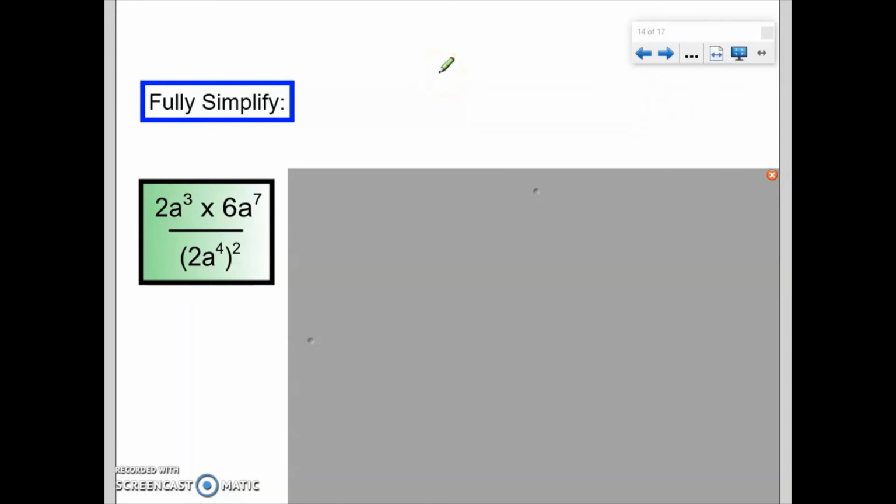Again, if you want to have a go at this question before my answer, just pause the video now. Otherwise, I will talk through this example. I'm going to look at the numerator. 2 times 6 is 12, and 3 add 7 is 10. So I'm going to be left with 12a to the power of 10. On the denominator, 2 squared is 4, and 4 times 2 is 8. So I'm going to be left with 4a to the power of 8.